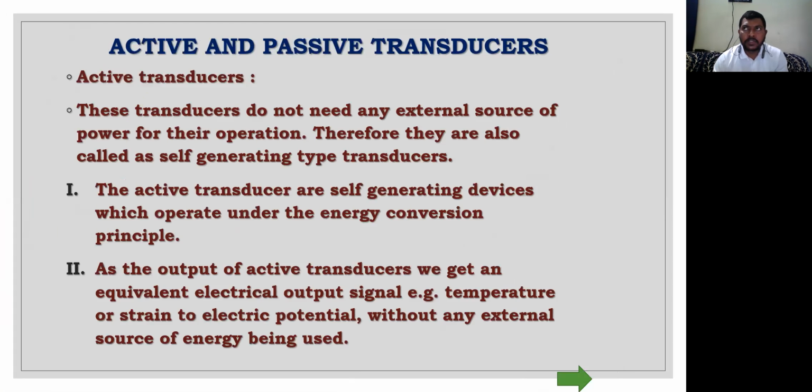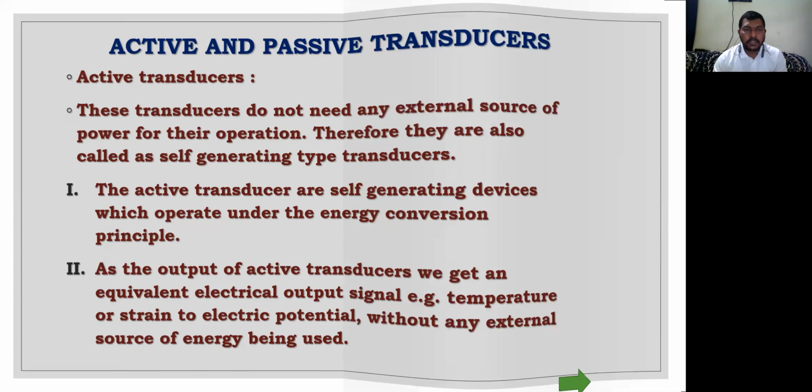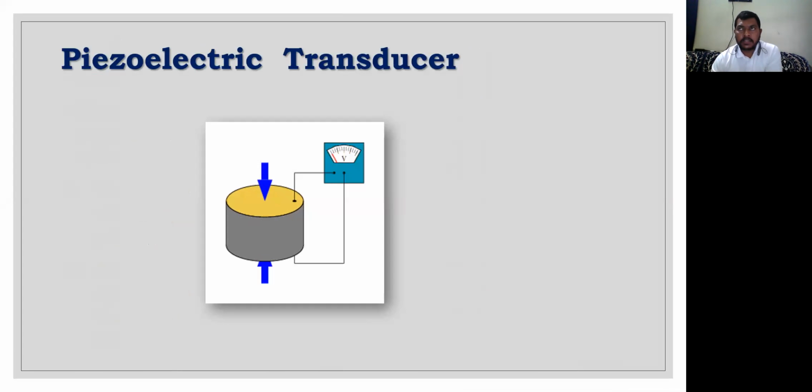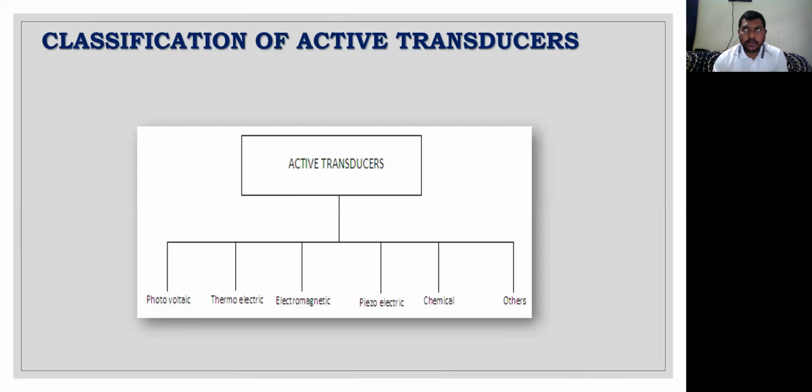Active transducers are self-generating types of transducers, which do not require any external energy or source. Those are called active transducers. The best example is the piezoelectric transducer. The classification of active transducers includes photovoltaic, which I have shown you, then thermoelectric, electromagnetic, piezoelectric, chemical, and others.